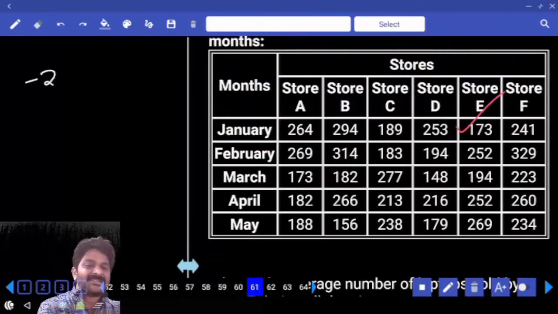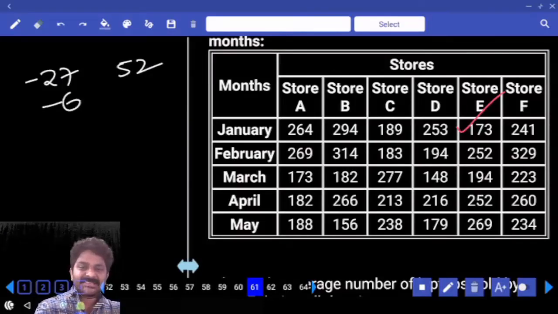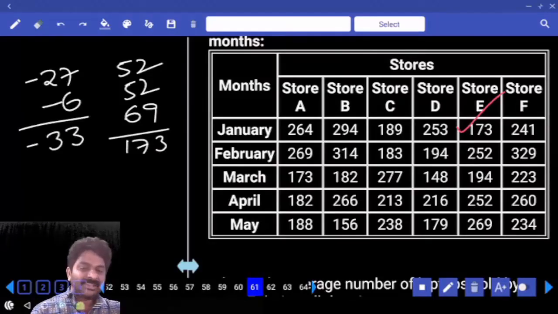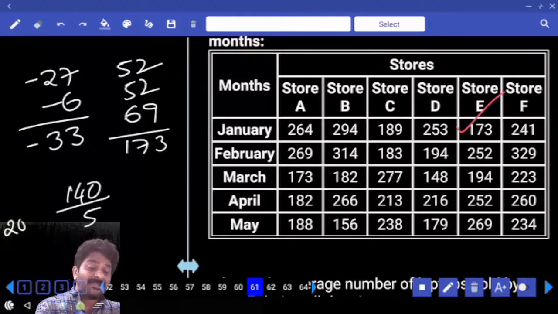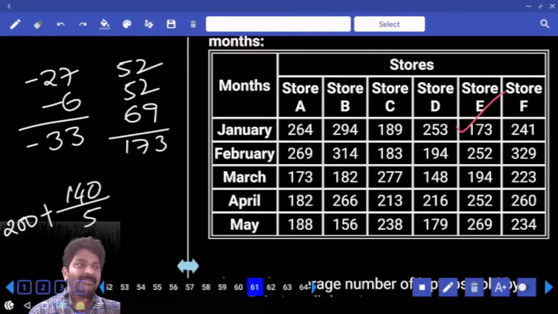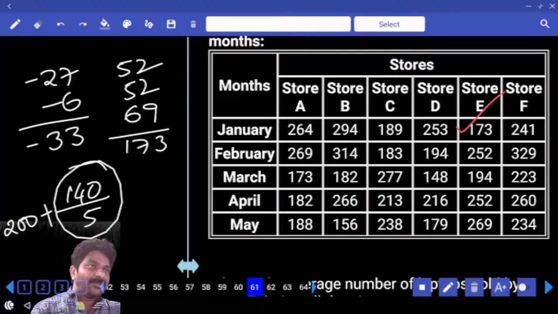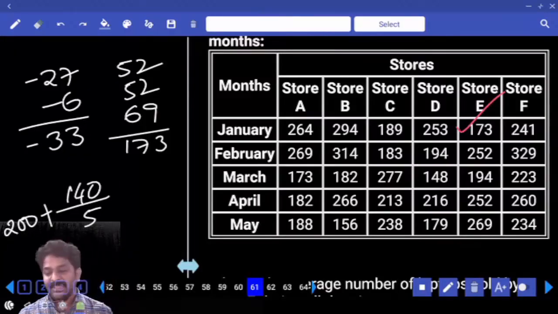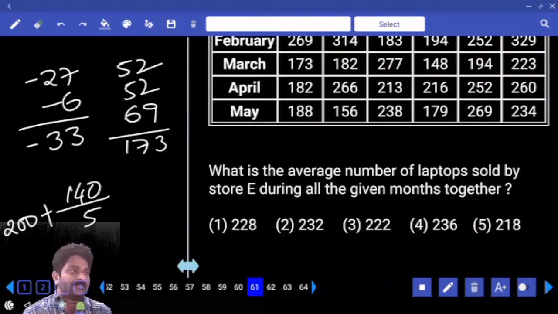That is 27 less than 200. Next number, 52 more. Next, 6 less. Next, 52 more. Next. So sum of all positive numbers is equal to 173. Negative numbers, 33. 173 minus 33. Now 140 must be adjusted among 5 numbers. So already we made it as 200 and extra we are getting 140 by 5. How much is this value? 28. 200 plus 28? 228, first option.